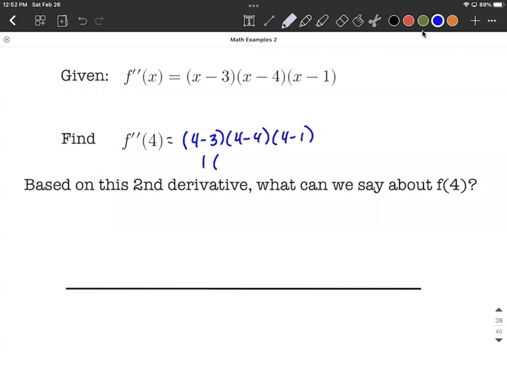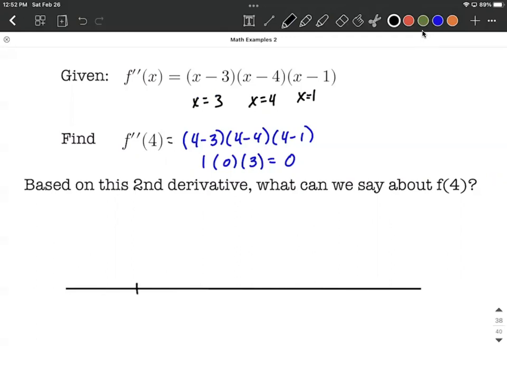which works out to be 1 times 0 times 3, which, because 0 is being multiplied by the rest of it, will give us 0. So what that tells us is that we have a potential inflection point occurring at an x value of 4. The other potential ones would be whenever these other factors would be set equal to 0. So we get x values at 3 for the first one, 4 for the second one, and positive 1 for that third one.